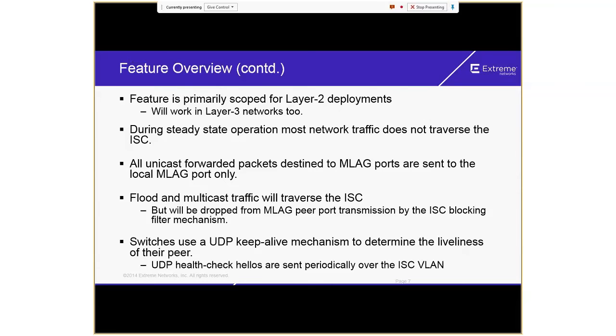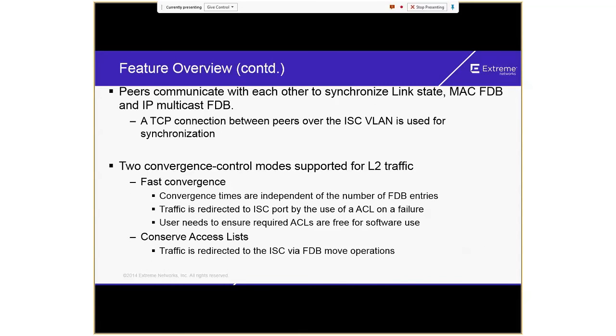The switches communicate with each other using UDP as a keep alive mechanism. Switch 1 will send a keep alive message to switch 2 to inform it that it is alive. And based on whether the switch or the link goes down, the peer switch will actually open or block its ports. We'll see how that is.